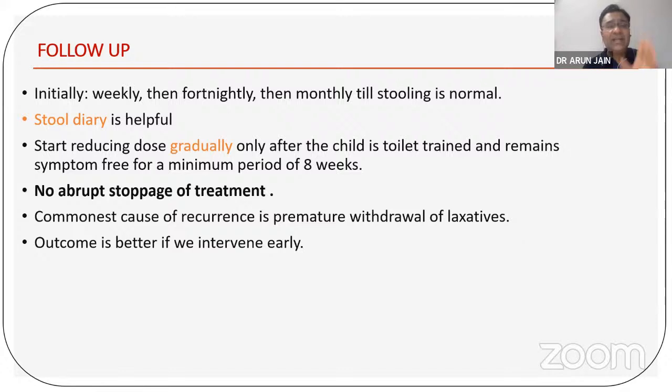At least tell the parents before you start the therapy, listen, initially I will give a high dose, disimpaction will take 7 days, 10 days, and then maintenance therapy will be at least for 2 to 3 months. After that also there will be gradual withdrawal, no abrupt stoppage of treatment. So the common cause of recurrence is premature withdrawal of laxative. Outcome is better if we intervene early.